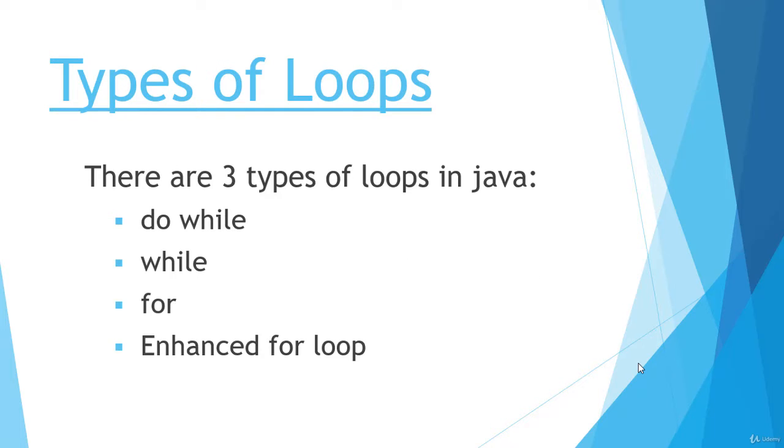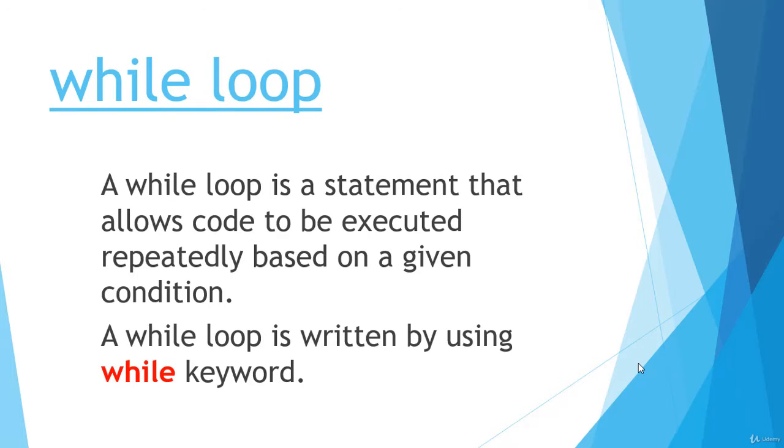Now there are three types of loops in Java. One is while, do while, and for, and the fourth one is the enhanced for loop, which is just like the for loop, and we will discuss all these loops in our different videos. For this video, I am only going to focus on the while loop. A while loop is a statement that allows code to be executed repeatedly based on a given condition.